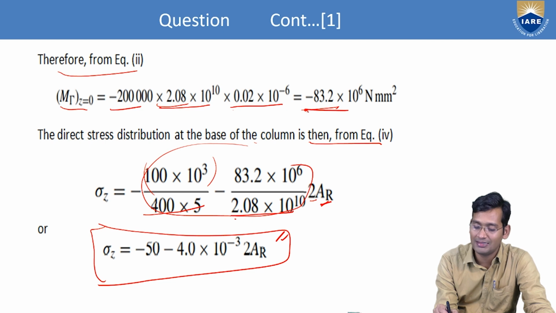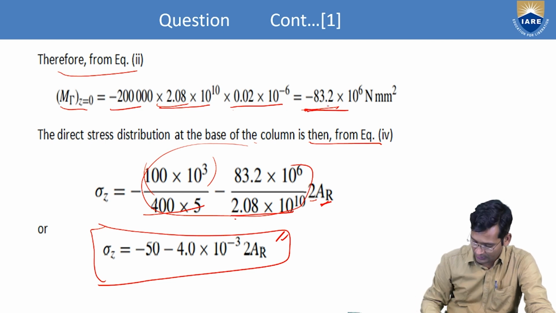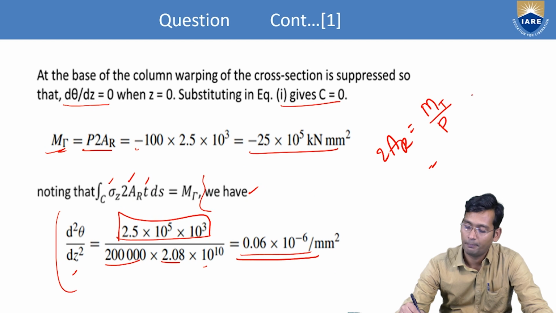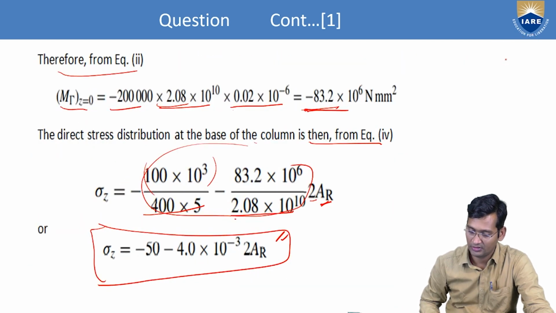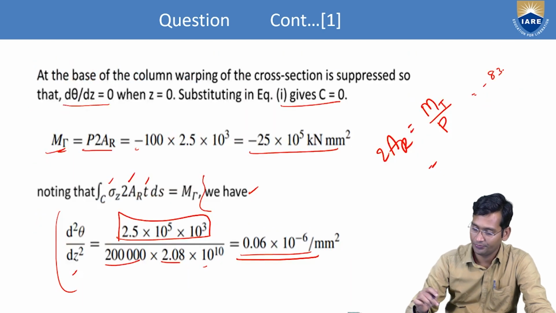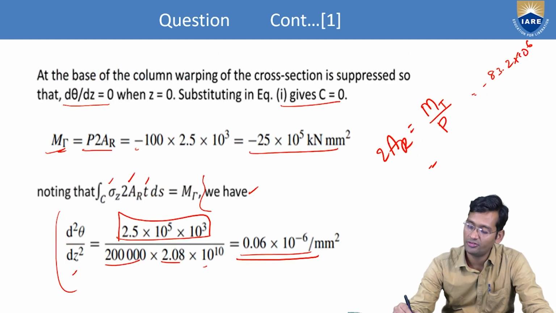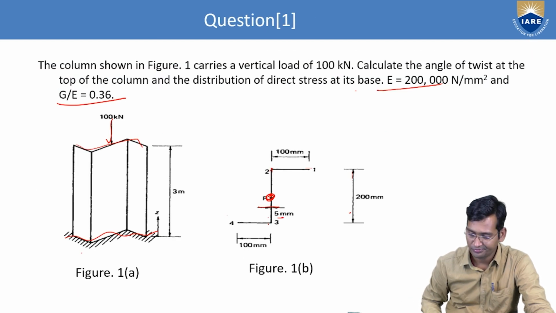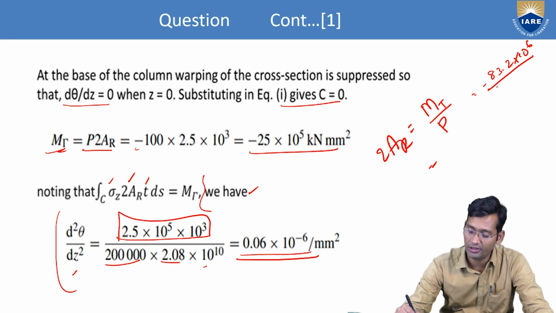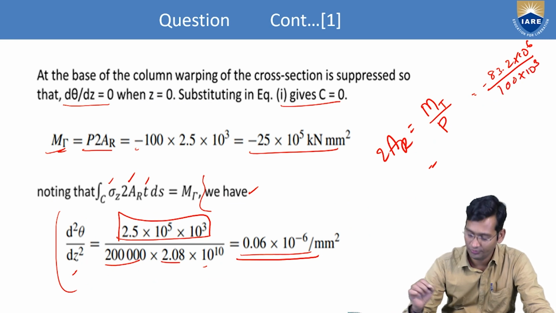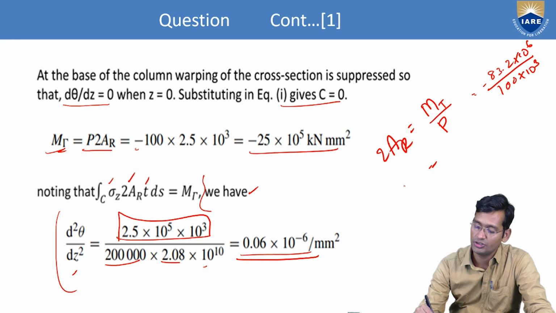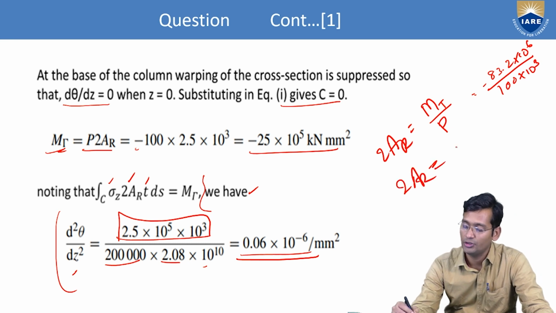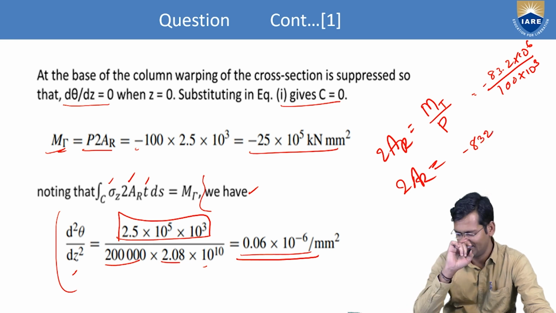Yeah, M tau we got minus 83.2 into 10 to the power 6, divided by load. Load is how much? 100 kilonewton. So divided by 100 into 10 to the power 3. Right, so from here we will get 2AR equals to minus 832.